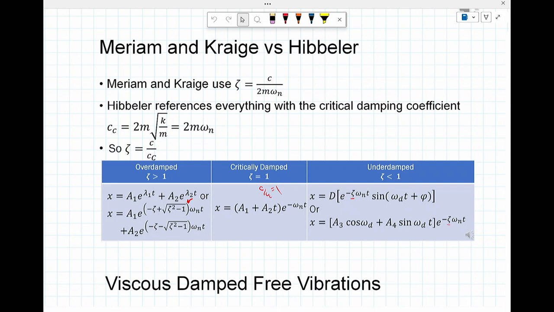Overdamped, zeta greater than 1. Critically damped, zeta equals 1. And underdamped, zeta less than 1. So zeta is a really useful term to determine what your equation is, and this is all you need. If you write your free body diagrams, write all the terms out, and get the equation in that form right there, you've solved the problem.